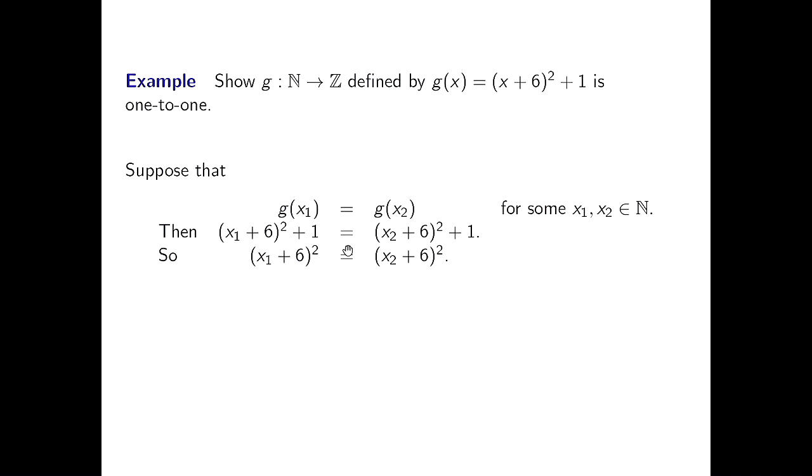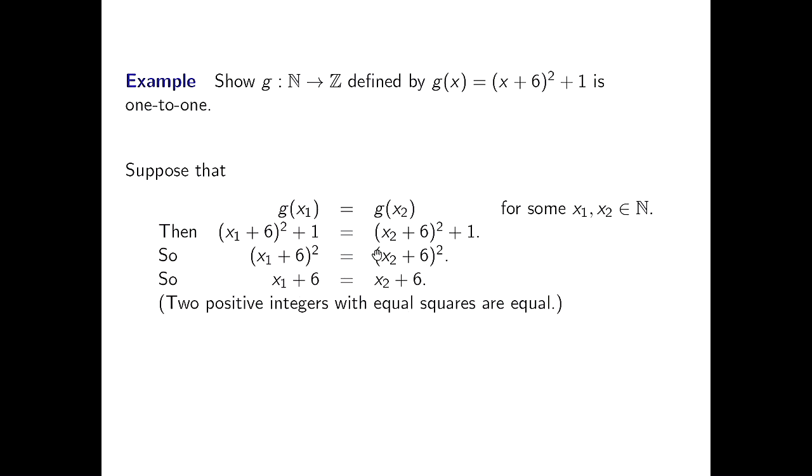Now, at this point, if x1 and x2 were integers, we'd be stuck, right? Because we couldn't guarantee that the squares of two things being the same meant the things were the same. But here, we know x1 plus 6 and x2 plus 6 are both positive, so their squares being the same means they're the same. And we can get down to x1 equals x2. And that's our proof. So g is one-to-one. Thank you, people. See you Thursday.